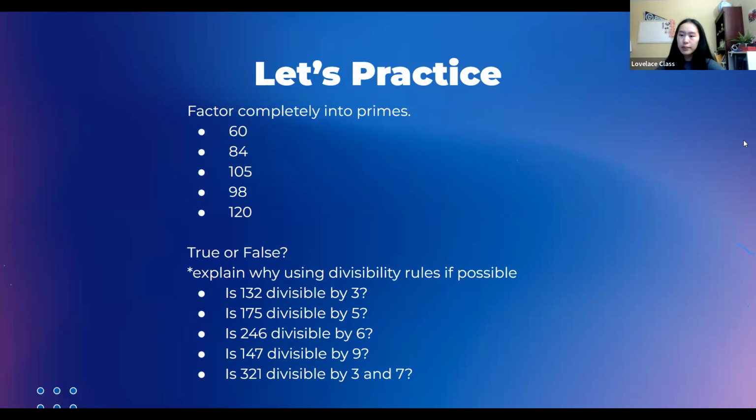Aisha, do you want to answer a question? Yeah, sure. Can I answer number 4? Yeah, absolutely. Okay, so the divisibility rule for 9 is the sum of the digits, and 1 plus 4 plus 7 equals 12, and 12 you can't divide by 9, so it's not divisible by 9. Okay, perfect. That's a really good answer.